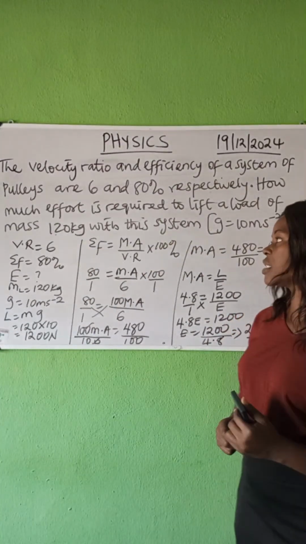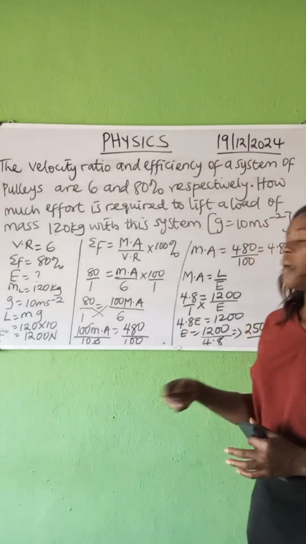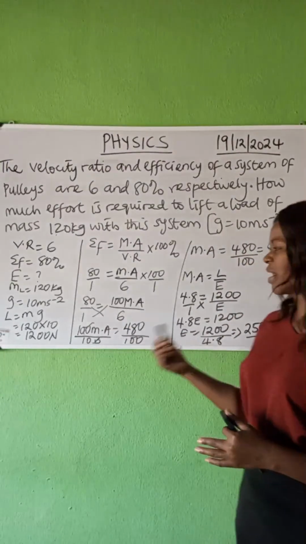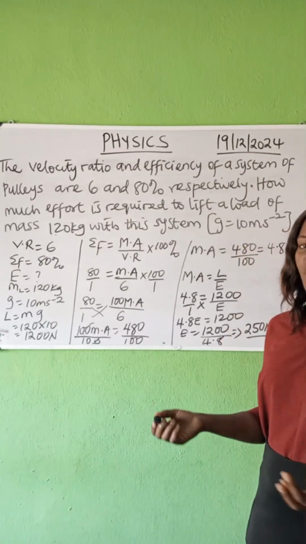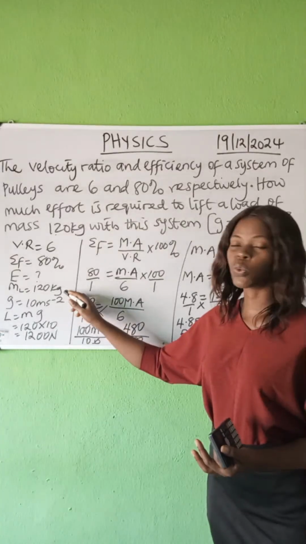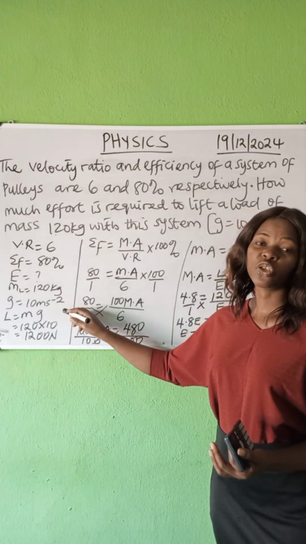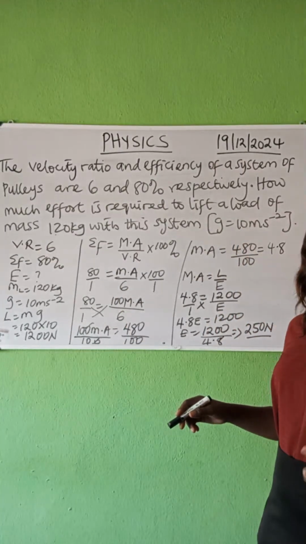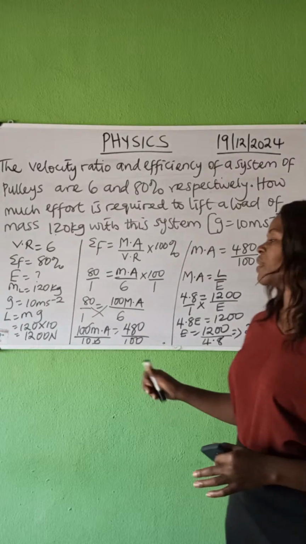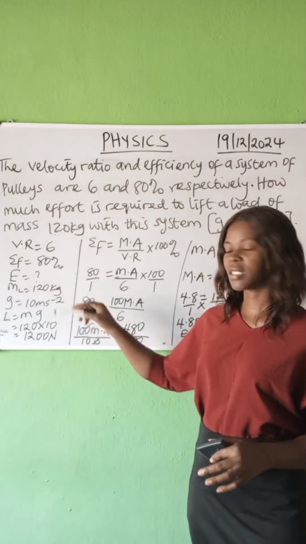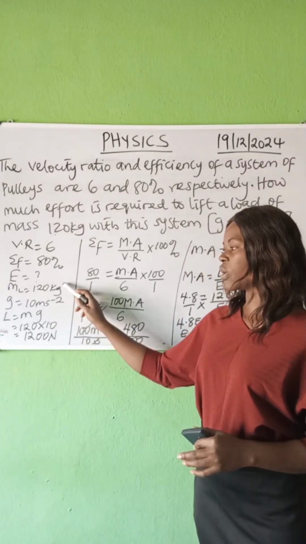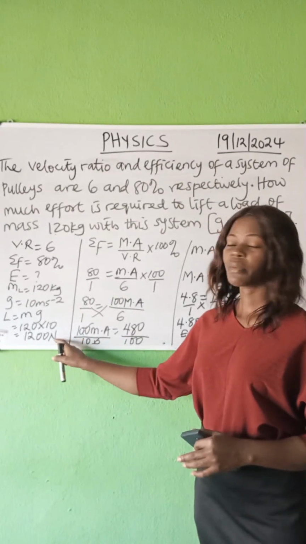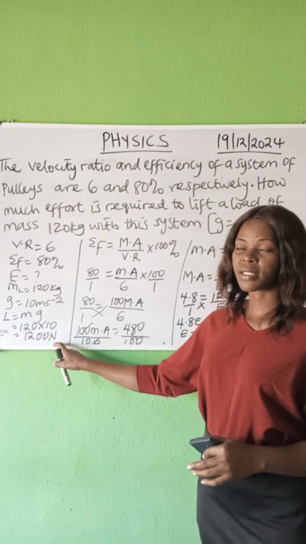Now we have the efficiency given as 80%, and we're looking for the effort, which is this, right? But we don't even have the load, we're given the mass of the load. My mass of the load is 120, and I'm given the acceleration due to gravity to be 10. So what am I going to do next? I'm going to find my load, by saying that load is equal to mg. Now what's my mass? My mass is 120 multiplied by g, which is 10. So my answer becomes 1,200 newtons.